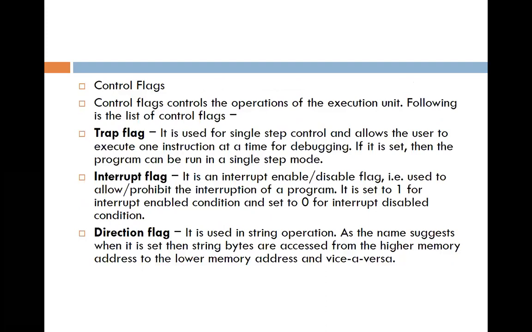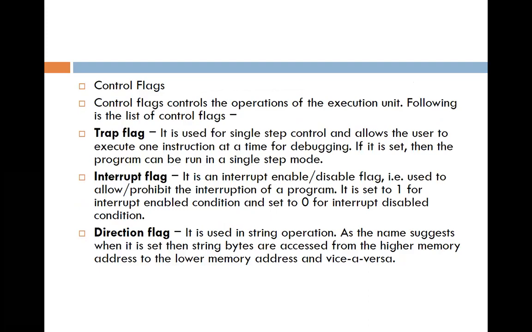Control flag: the control flags control the operation of the execution unit. Following is the list of the control flags. Trap flag: it is used for single step control and allows the user to execute one instruction at a time for debugging. If it is set, then the program can be run in single step mode.